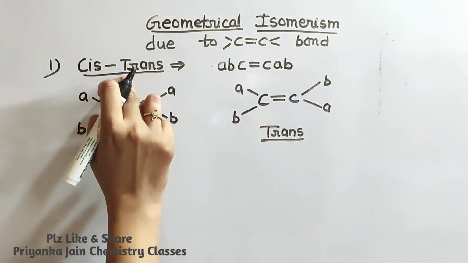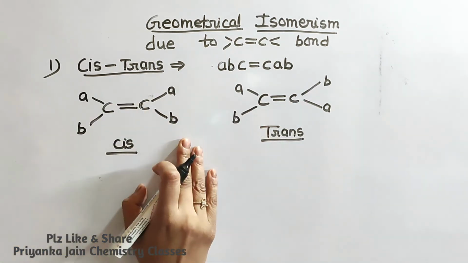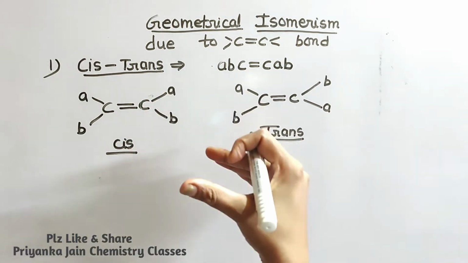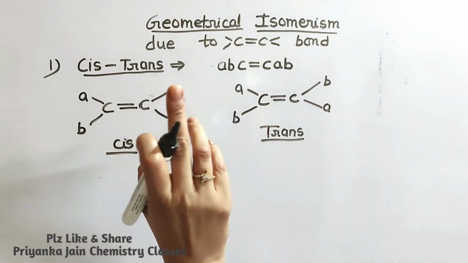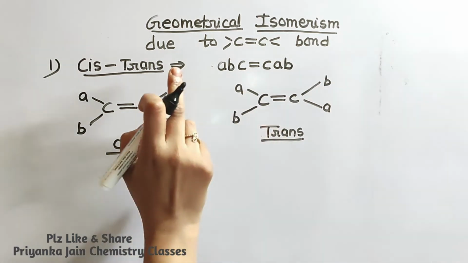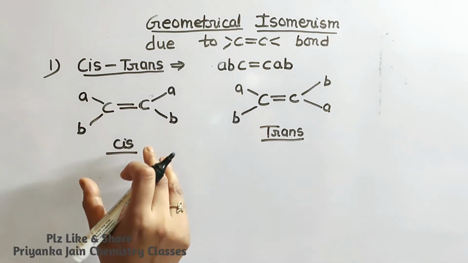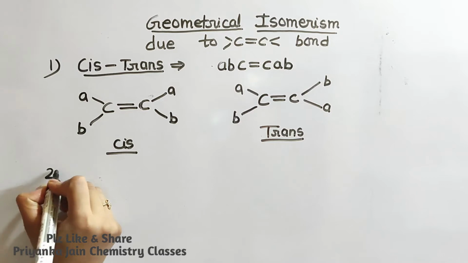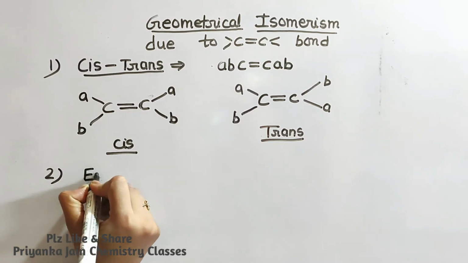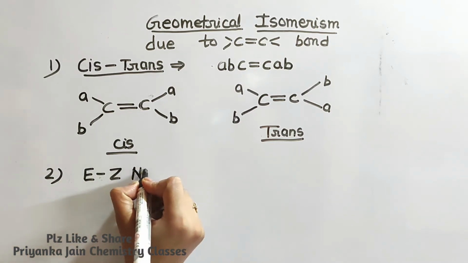But this type of nomenclature cannot be used in those cases where different substituents are present. It means that if more than two types of substituents are present, then we cannot use cis-trans isomerism. In those cases we have to use E and Z nomenclature. So now we will see E and Z nomenclature.